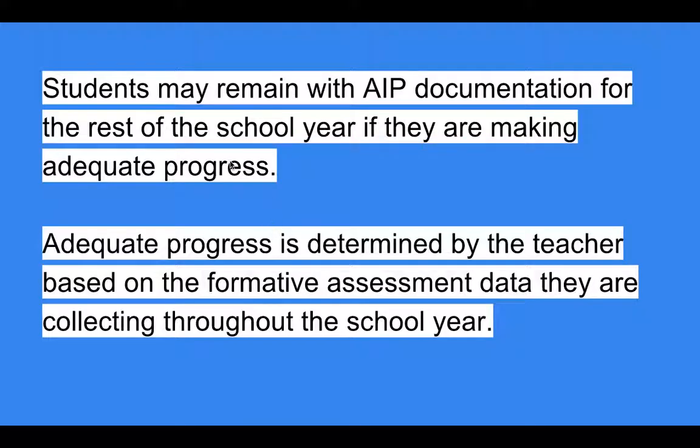Students could potentially just remain with AIP documentation for the rest of the school year if they're making adequate progress. What is adequate progress? Well, that's determined by the teacher, and that needs to be based on the formative assessments that you're using in Tier 1 and that you're collecting throughout the year. As long as they're making adequate progress, they could just sit with an AIP.